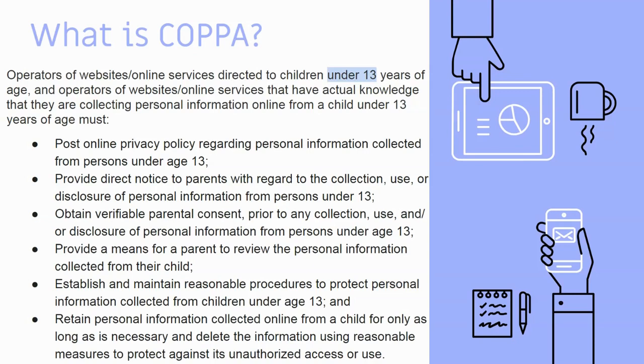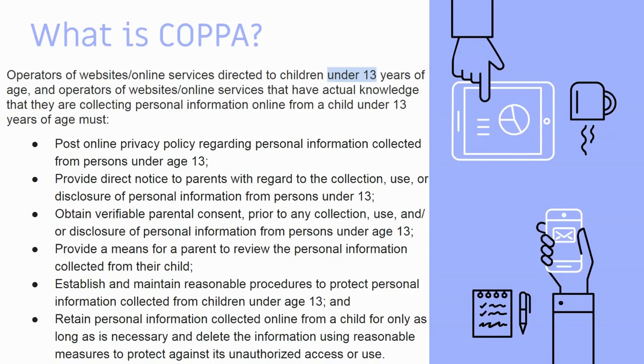They have to post online privacy policies regarding personal information that's collected from these children under the age of 13. They have to provide direct notice to parents regarding the collection, use, and disclosure of personal information for children under the age of 13. They are to obtain verifiable parental consent prior to any collection, use, and/or disclosure of that personal information from children under the age of 13.